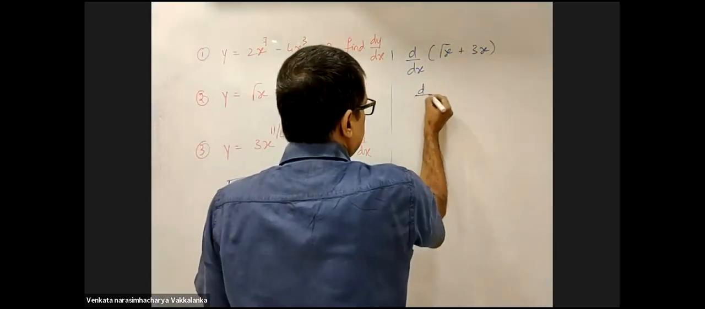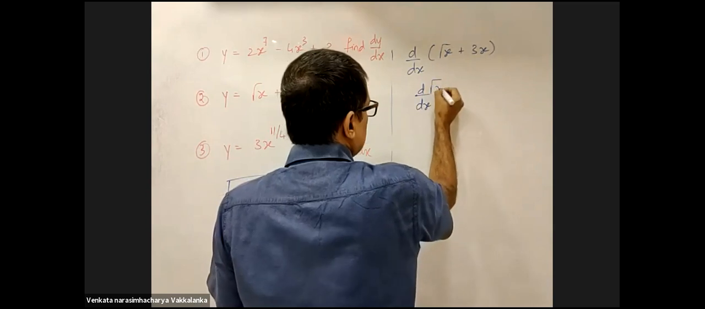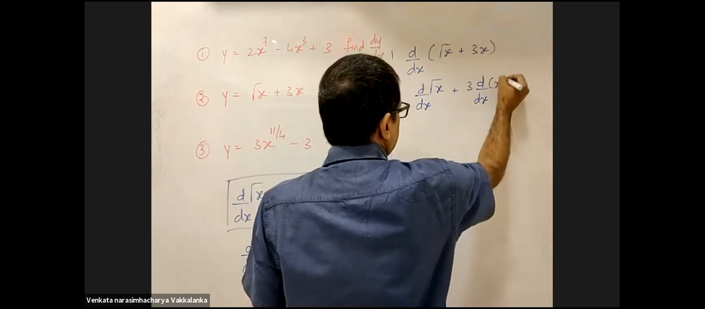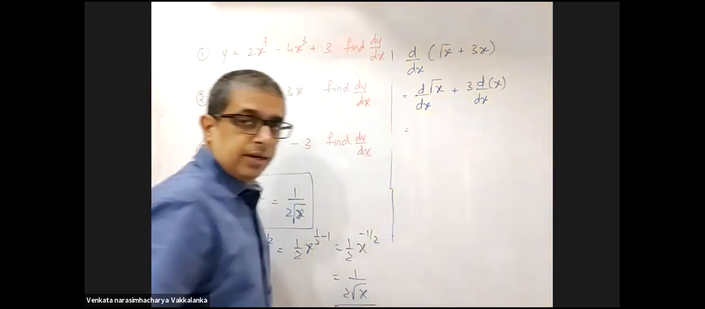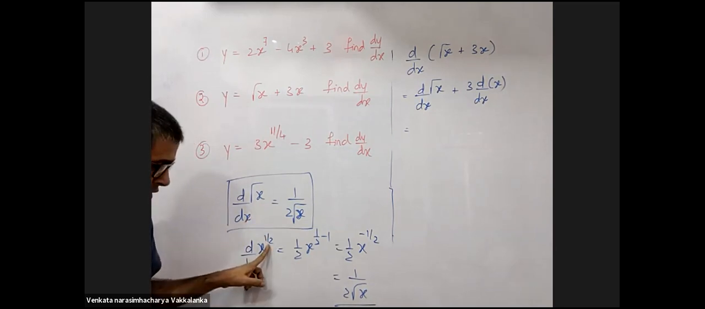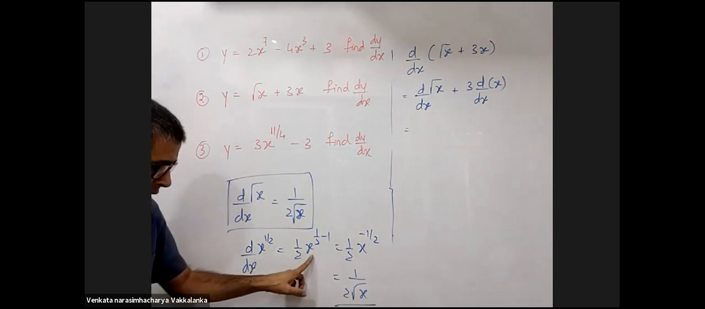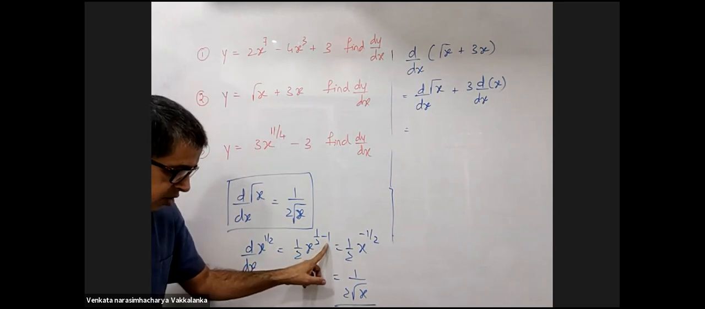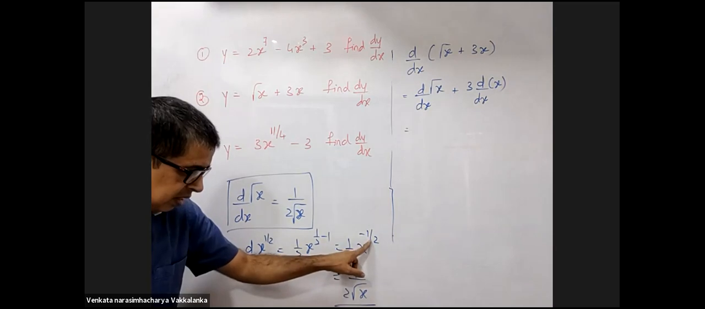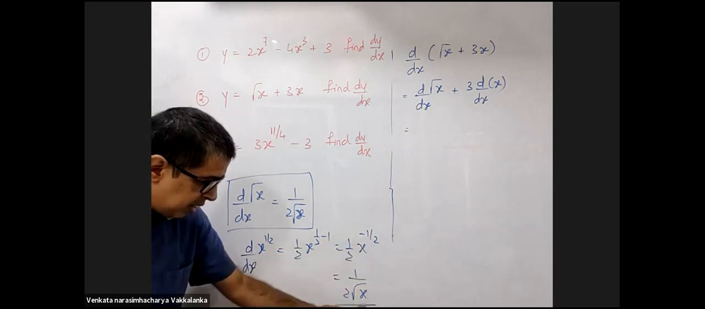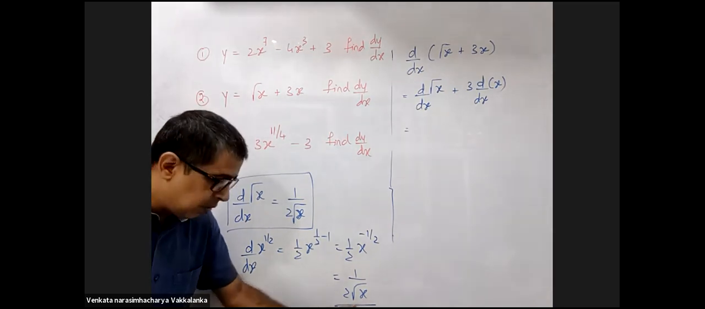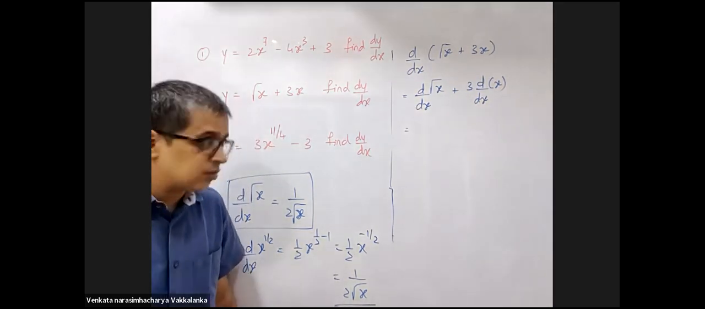When I open up this, d by dx of root x plus d by dx of 3x. I opened up the bracket. And how did you get this d by dx of root x? I showed you this here. n x to the power n minus 1. n x to the power half minus 1 is minus half. x to the power minus half, bring it to the denominator, it becomes x to the power half. 1 by 2 root x.